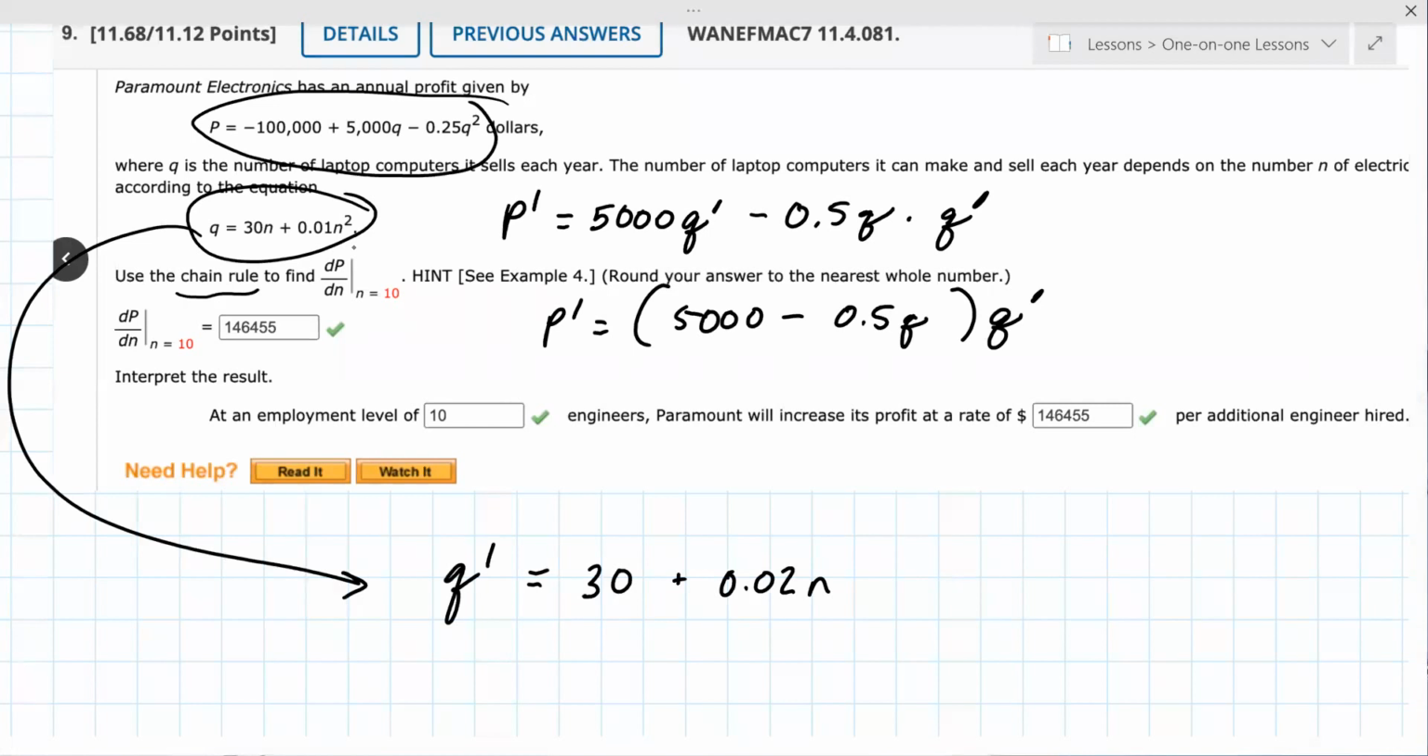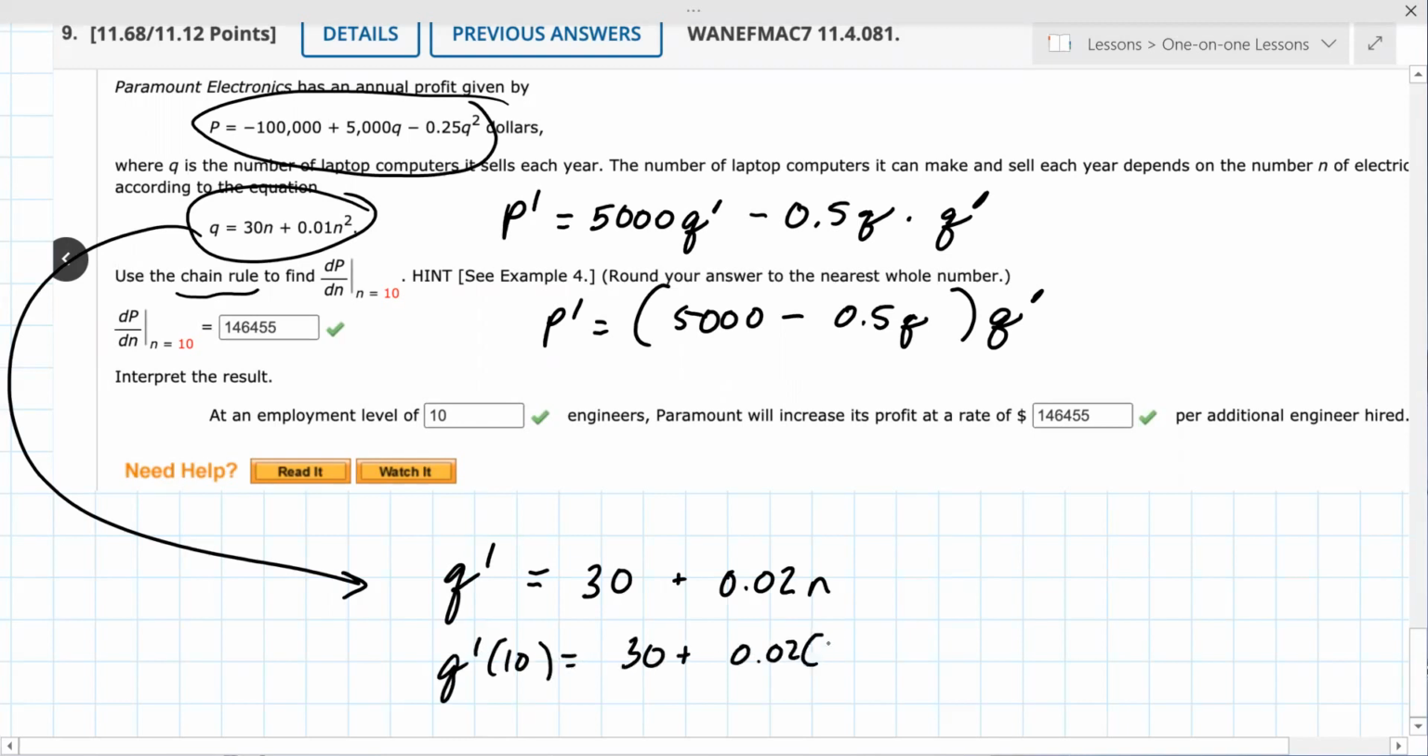So now we have to do something with this. There's a lot of pieces here. We need to get q prime. So q prime of 10 equals 30 plus 0.02 times 10. So that equals 30.2. Okay, and that's the number that's going to go in here for q prime.